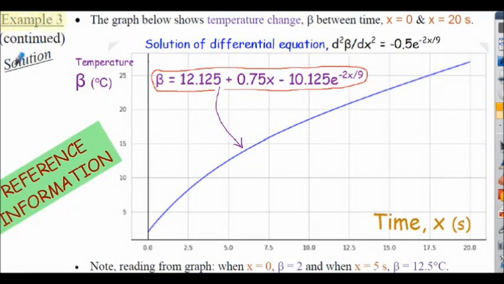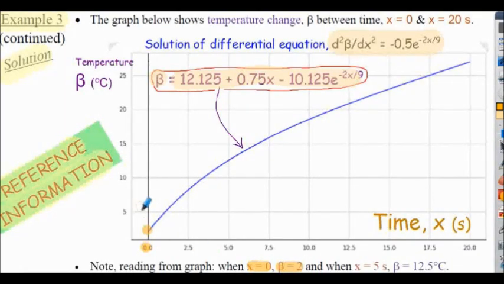So example 3, solution continued. This is purely for reference. On this slide, I've shown the solution for this second order differential equation plotted. So this is the curve for beta, plotted on a graph, showing temperature in degrees C against time in seconds. The graph clearly shows that when x is equal to 0, beta is equal to 2. A scale there of 0 to 5. And also when x is equal to 5 seconds here, we can see that the beta value is 12.5 degrees. It reads off as 12.5 degrees here on our scale.